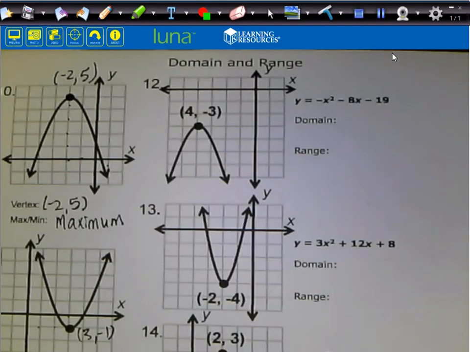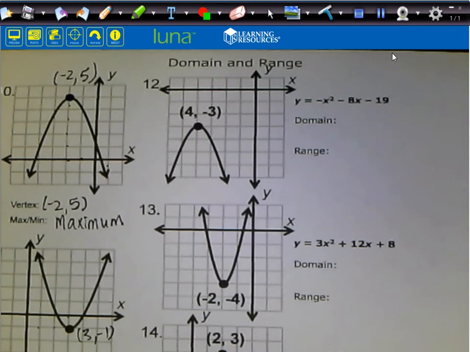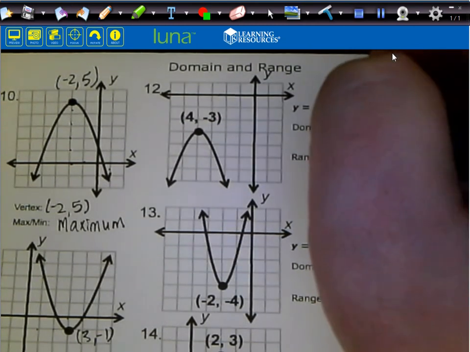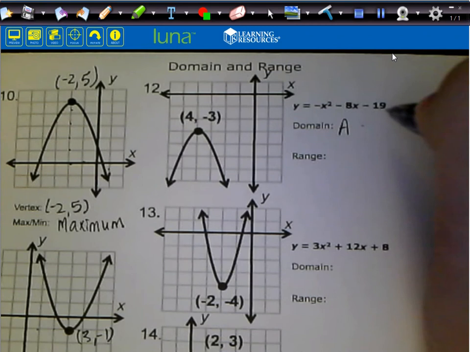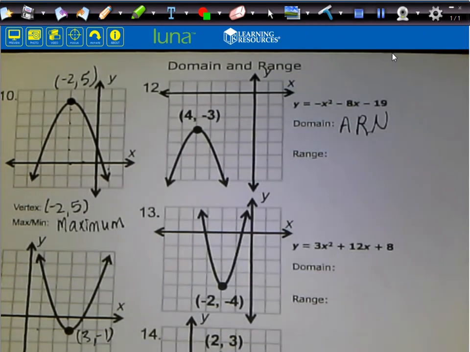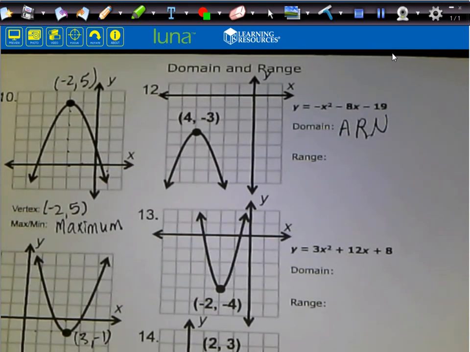Okay, we're going to look at our last set of problems here. So we're going to look at this quadratic right here, this parabola, and we're going to state the domain and range. My domain, again, for all quadratics that we're going to look at, is all real numbers. And I'm going to just shorten that to ARN for all real numbers. Or you can write out all real numbers if you really want to.